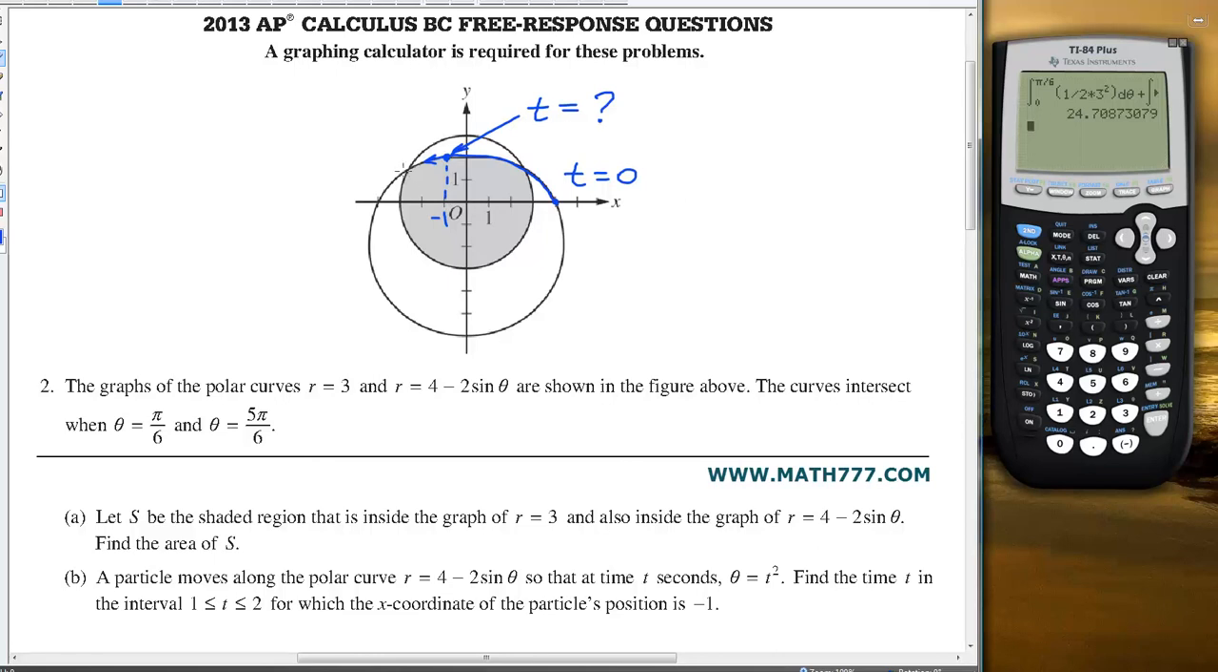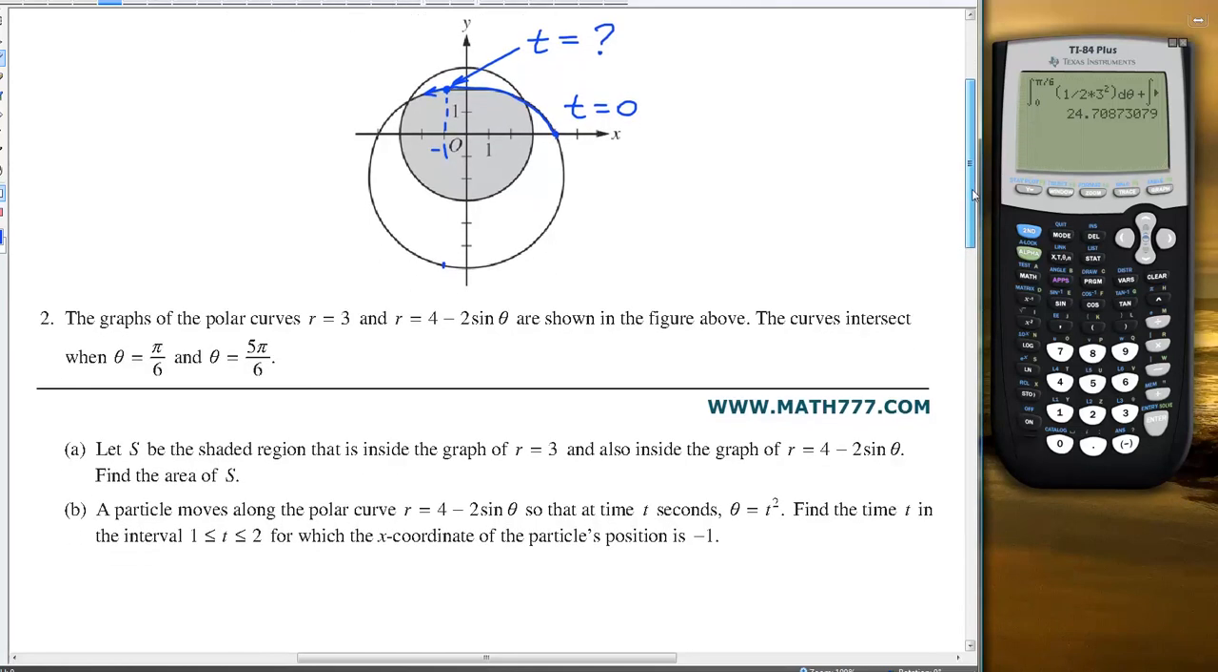Note that the answer here is not unique, because as the particle moves along this curve, at some point it reaches this point here, which also has x-coordinate of -1. And then as it continues to move, it will make the full curve, the entire curve, and then it reaches again the same point. So the time is not unique. But given that t is between 1 and 2, we have a unique solution here. So let's find that solution.